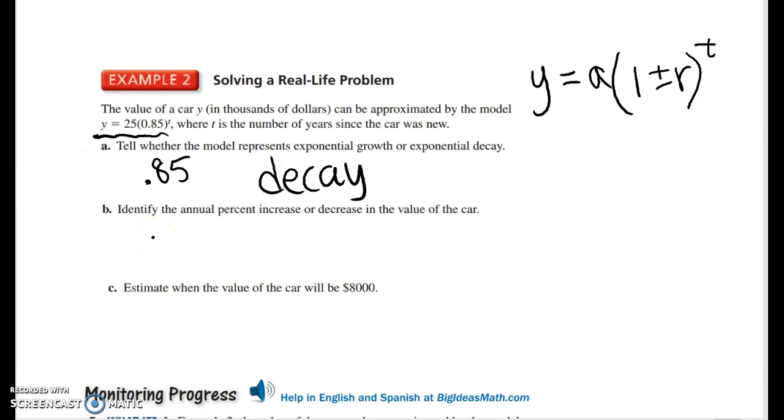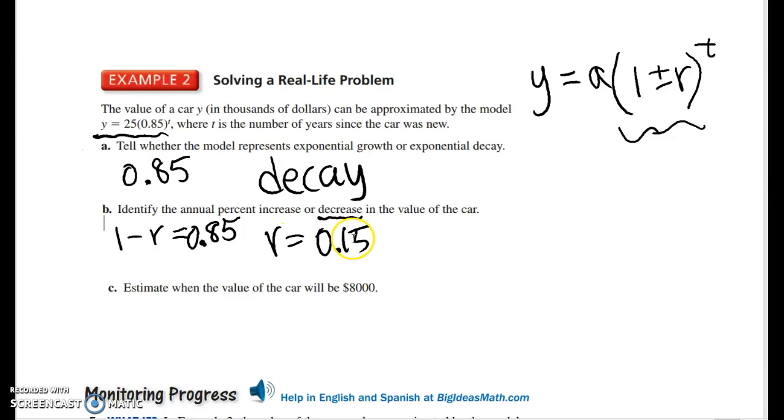And then for part B, if I want to identify the annual percent increase or decrease, we're looking at decrease for the car. And we want to look for something in this form, 1 plus or minus r, that equals 0.85. So we know it's decrease, so it's going to be 1 minus r equals 0.85. So if I add r over and subtract the 0.85, I'm going to get r equals 0.15. And that means that there's an annual decrease and it's 15%. I converted the decimal here to a percentage.